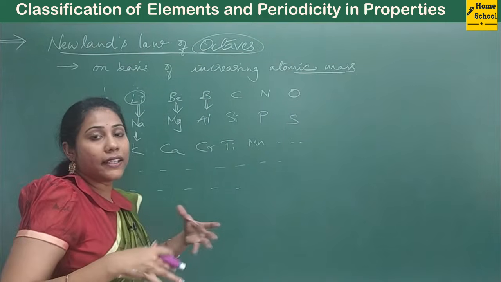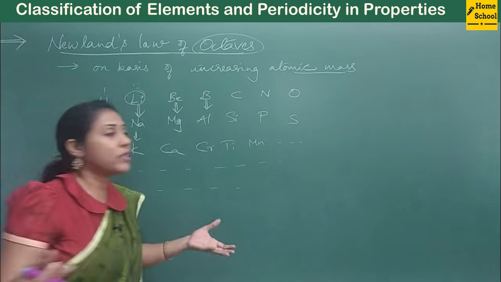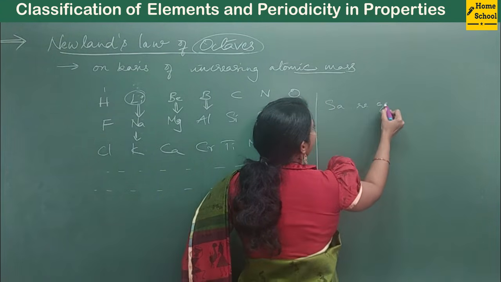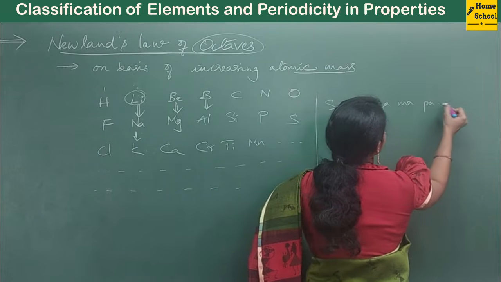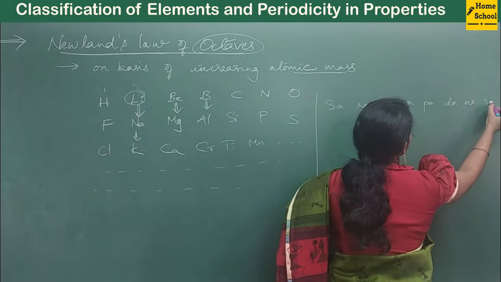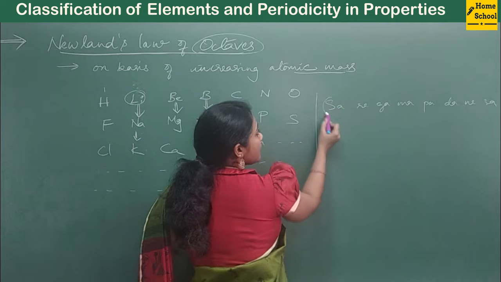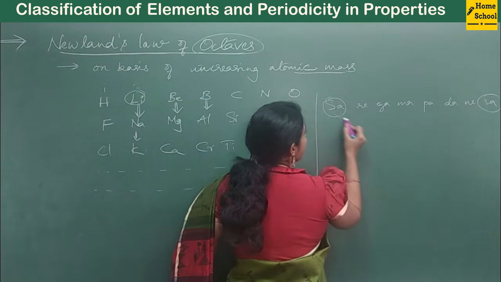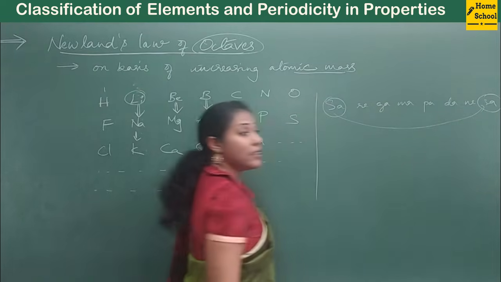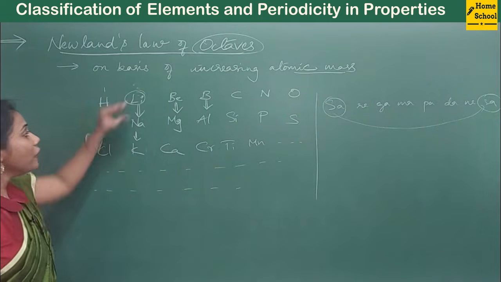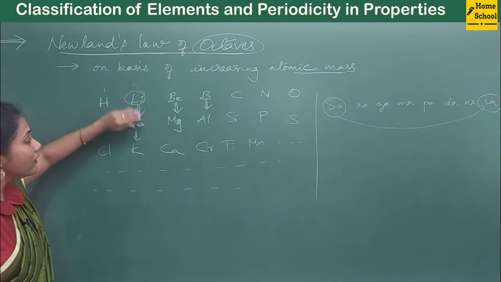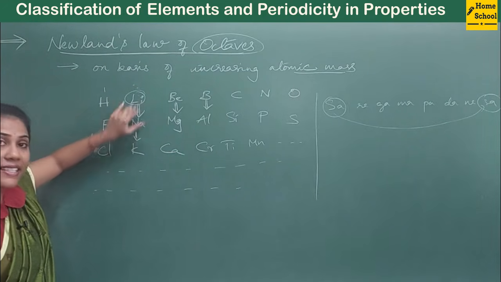Octaves in the sense what? Musical notes. So we know the musical notes, right? Sa, ri, ga, ma, pa, da, ni, sa. Indian musical note. See, this is our first note, which is the 8th note again sa. So first note is similar to the 8th note. Just like that, for a particular element, the properties are similar with its eighth element.